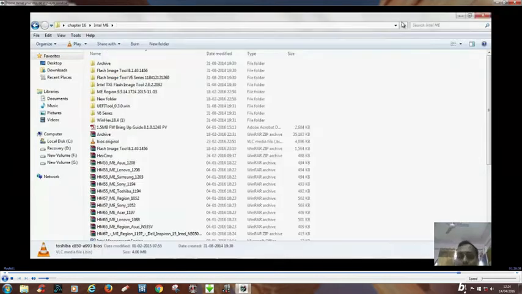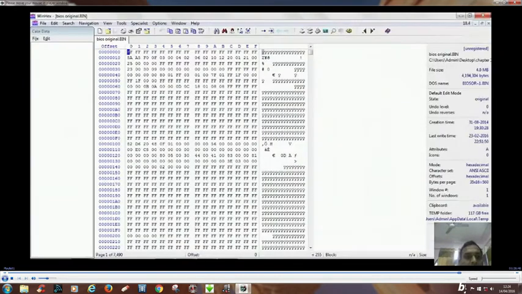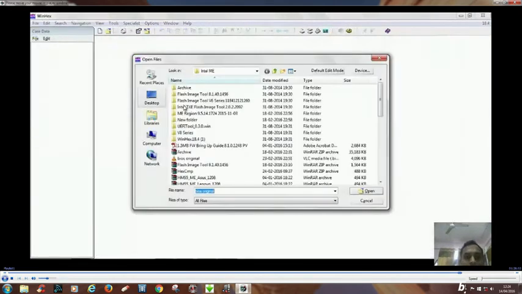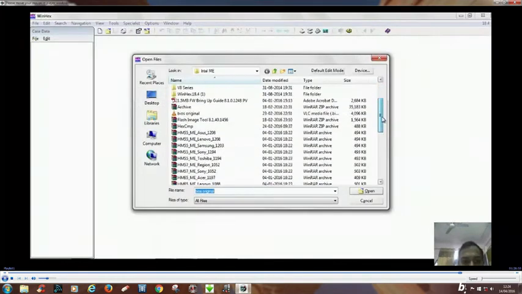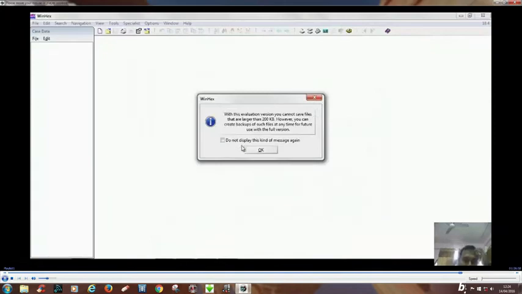So what software do you require? You require a UEFI tool. You require WinHex. Now what we will do is, with WinHex you can open the BIOS file, and we have a Toshiba file over here. We'll just open it.